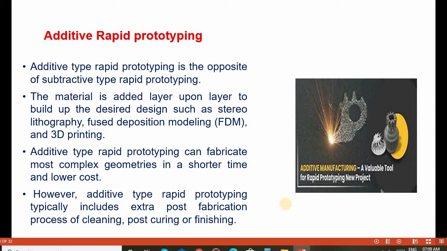Additive type rapid prototyping can fabricate the most complex geometries in a shorter time and at low cost. These are the major advantages of additive rapid prototyping. Manufacturing time and cost are also lower. However, additive rapid prototyping typically includes extra post-fabrication processes of cleaning, post-curing, and finishing. These activities are also involved in additive rapid prototyping.